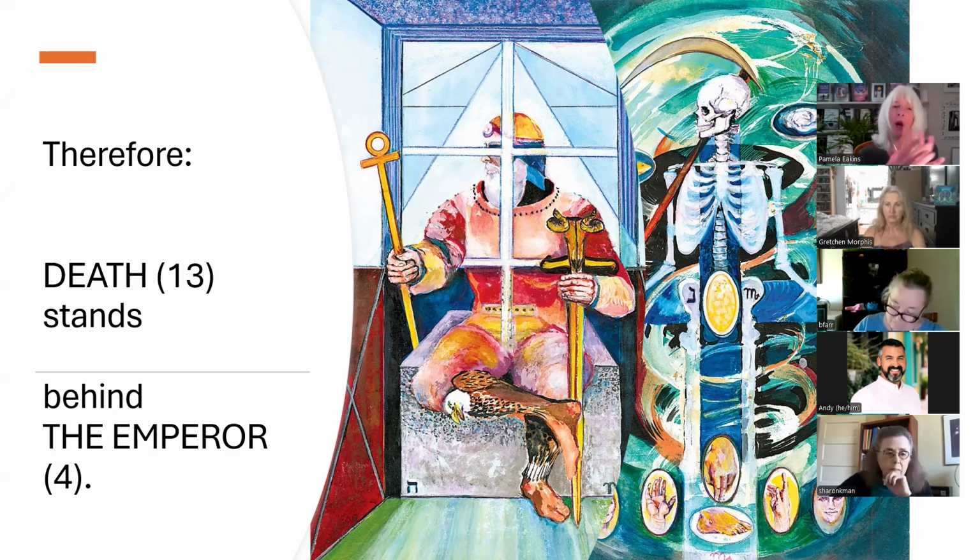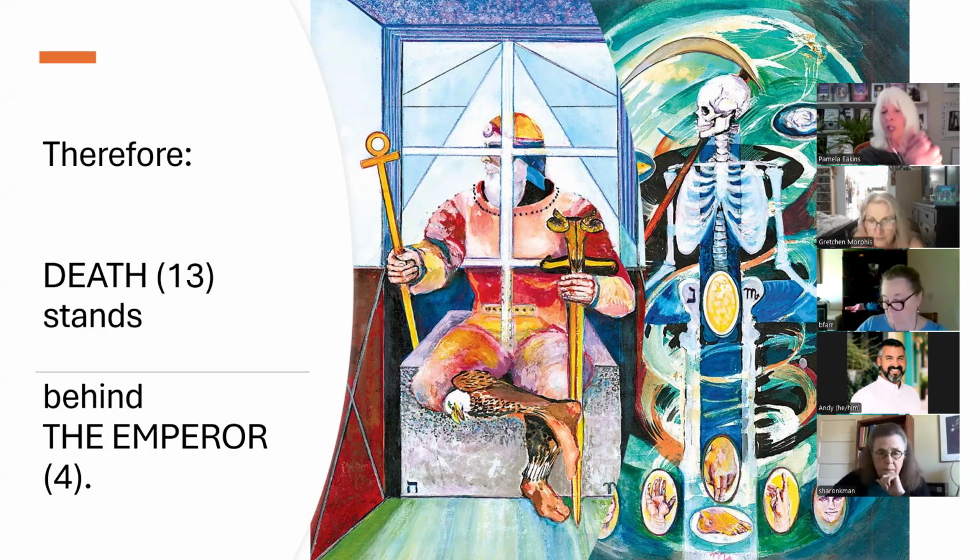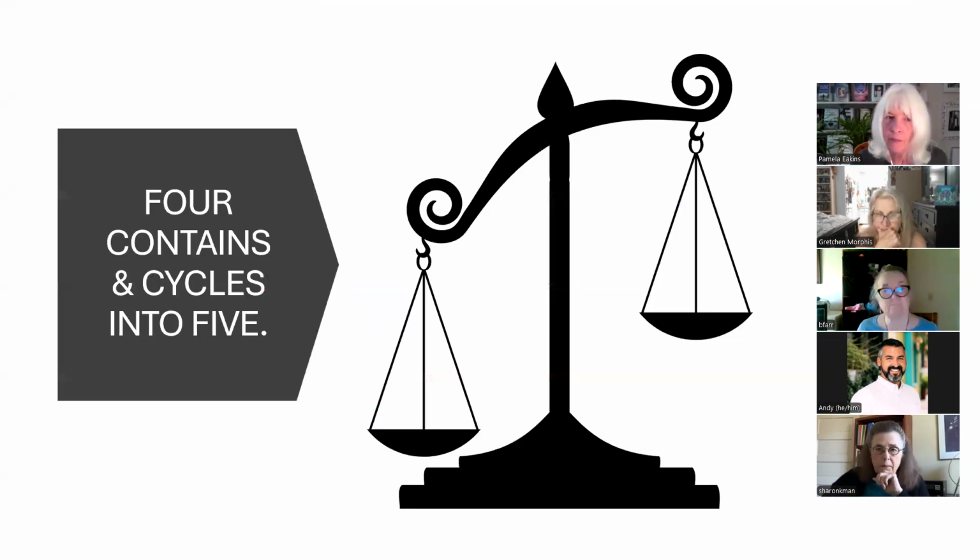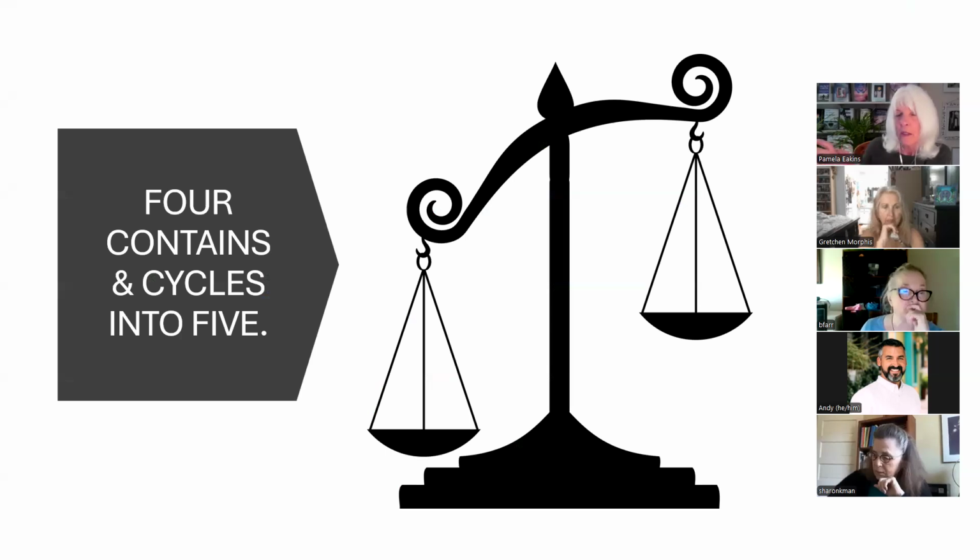But there's a process where the emperor, in all that power and with that point of view, if it becomes rigid, it's coming down. It's going to come down, and then death is right there behind. So the 4 both contains and cycles into the 5. So the 5 is actually inherent in the 4. So even when the 4 just begins, the 5 is going to be inherent inside that 4.